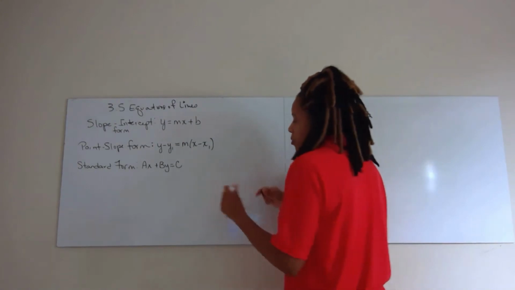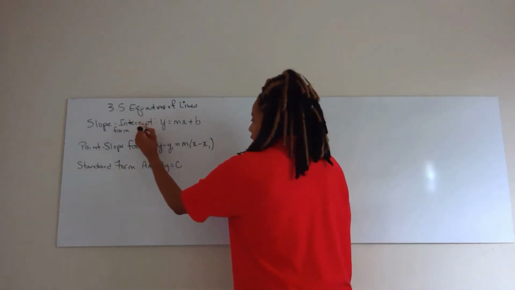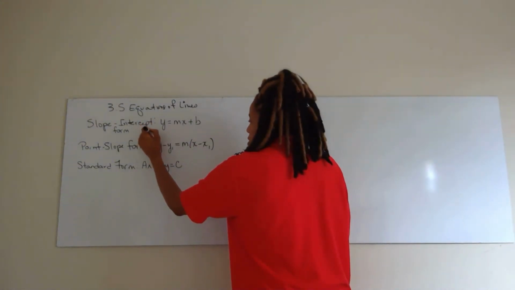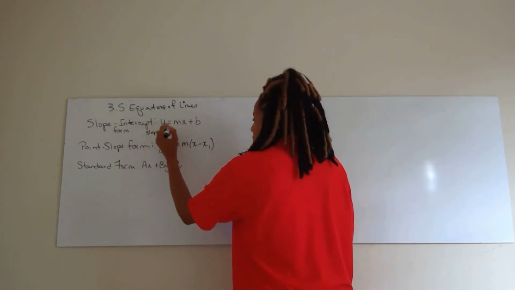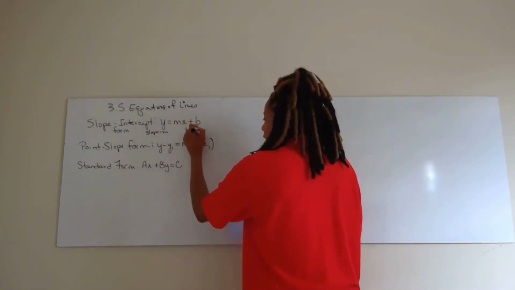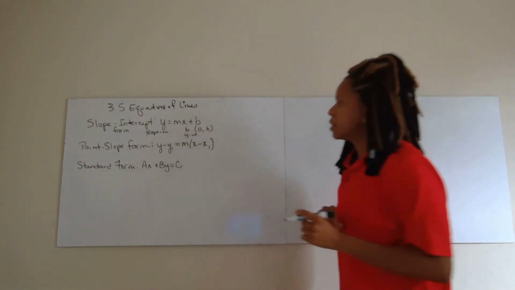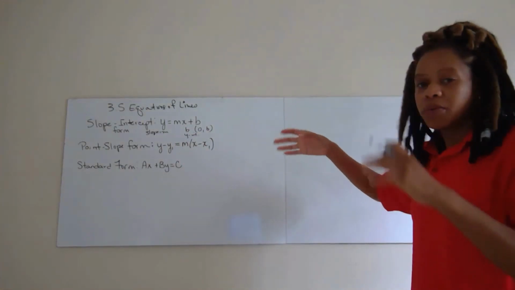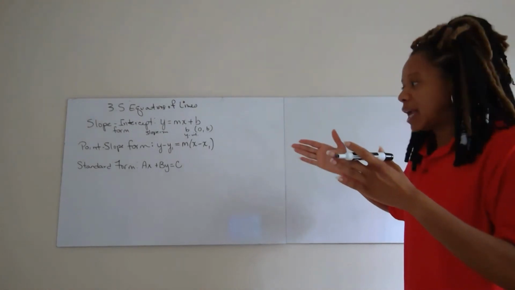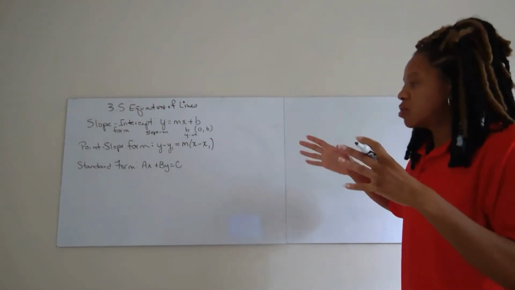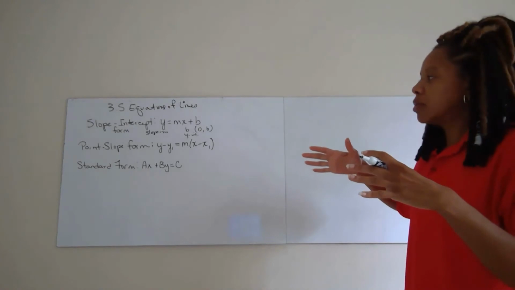So in this form, what do we know? We know that m represents the slope, and we know that b represents the y-intercept, right? All right. So in that slope-intercept form, the y and the x always remain y and x, okay? So we're just going to start with slope-intercept form, all right?